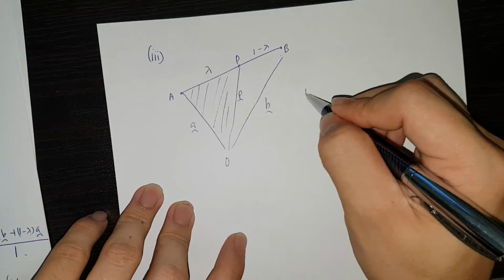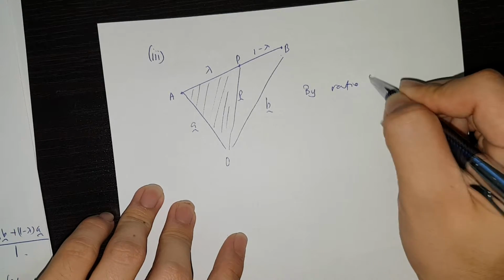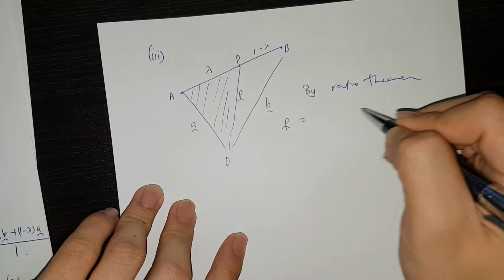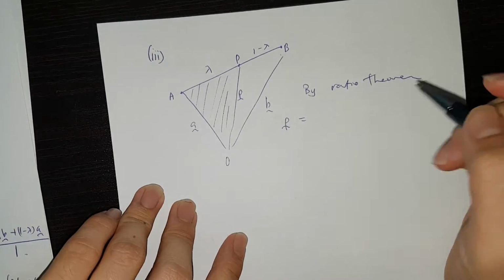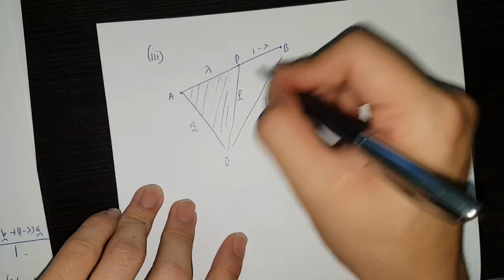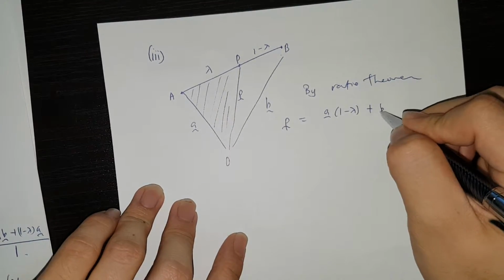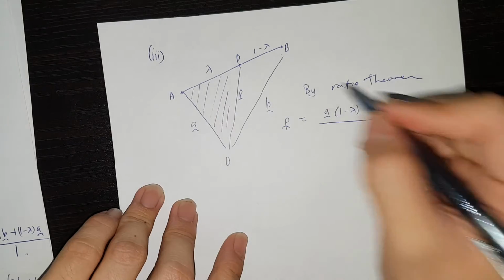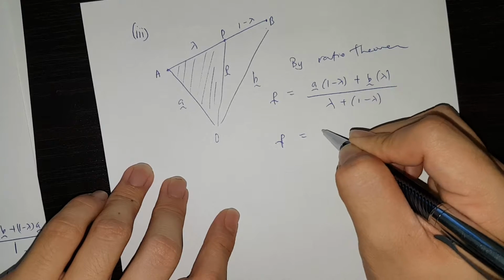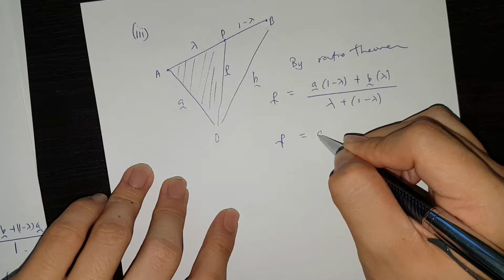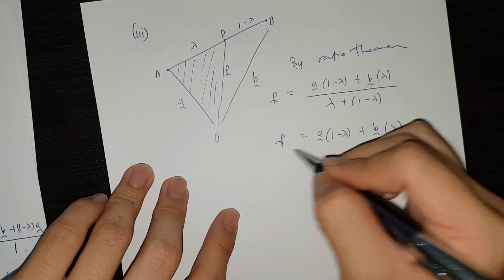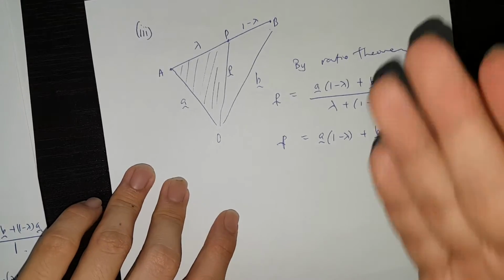By the ratio theorem, we know that P is given by A multiplied by 1 minus lambda, like a cross multiplication, plus B lambda, over the sum of the ratio. So when you sum it, you get P equals A times 1 minus lambda plus B lambda. You want to find P in terms of A and B, so we have found it.